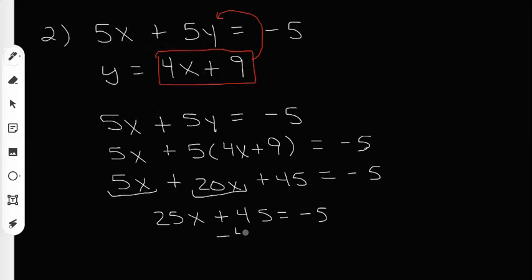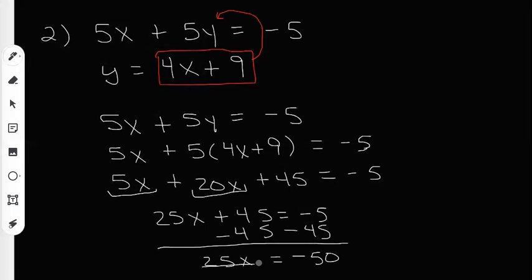I can subtract 45 from both sides to get negative 50. And now I can divide both sides by 25, and I get x equals -2.